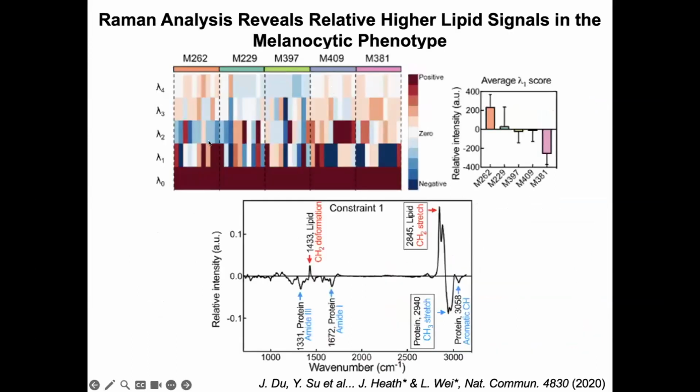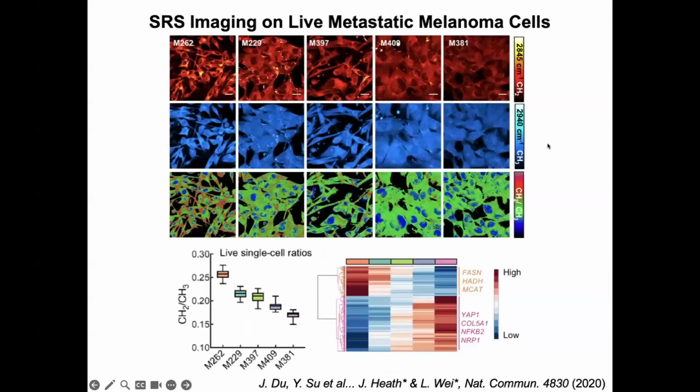What's interesting is that in this dominating dimension analysis, we saw a very obvious spectroscopic signature indicating this peak, the CH2 peak, as a lipid and the CH3 peak as a protein. So its lipid to protein ratio really decreases significantly from the melanocytic phenotype to the undifferentiated phenotype.